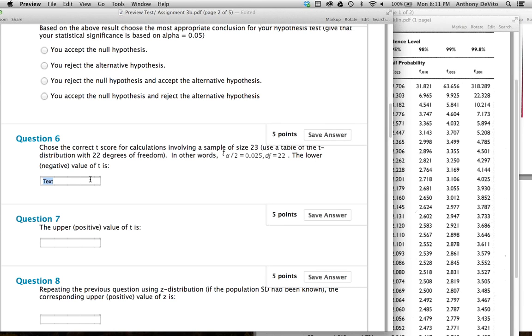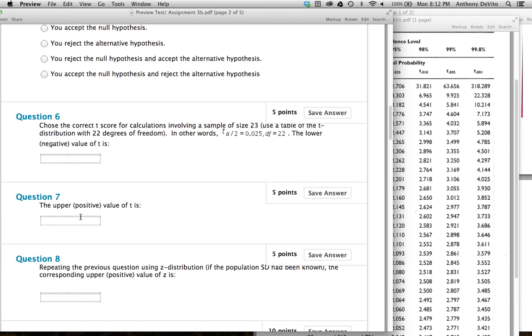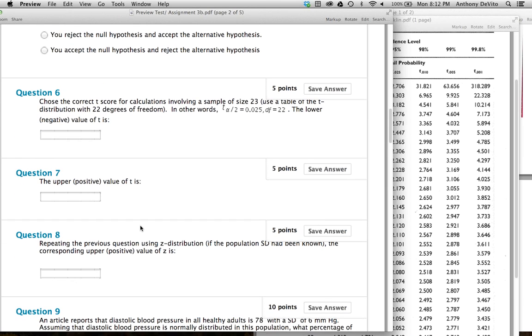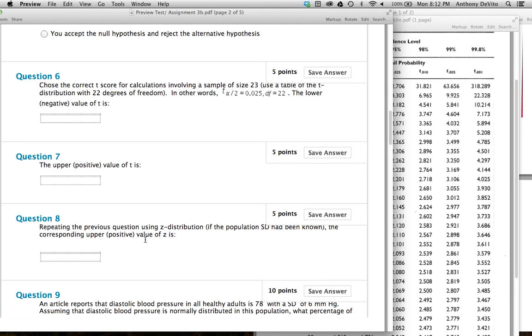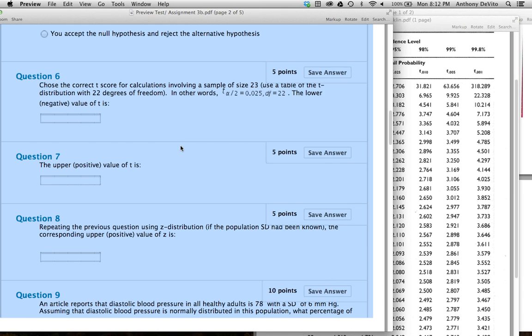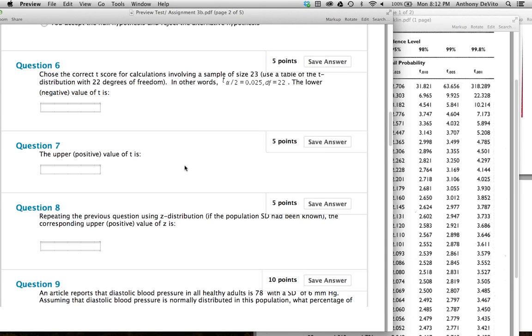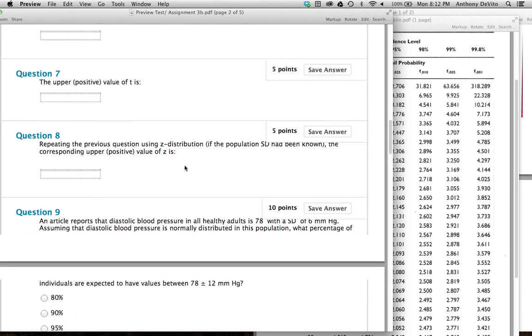So the negative value is negative 2.07, whatever it was, and the positive value is plus 2.07, right? Those are the two critical values. You can be below the negative 2.07 or above the positive 2.07. It doesn't say anything about asking you for probabilities, only for the critical t-value.